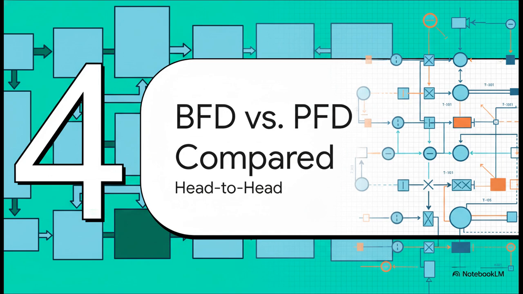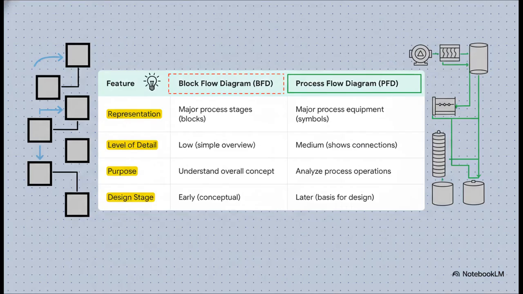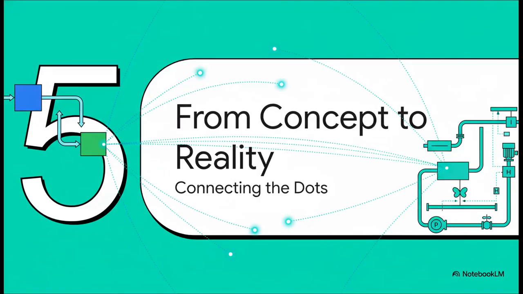All right, so we have our high-level map and our more detailed street view. Let's put them side by side to really hammer home the key differences between them. This table sums it up perfectly. Your BFD uses simple blocks for big stages. The PFD uses specific symbols for equipment. The BFD is low detail, just a quick overview. The PFD is medium detail, it actually shows you how things are connected. And most importantly, their purposes are different. The BFD is for dreaming up the concept, while the PFD is for analyzing the operations and starting to design the real thing.